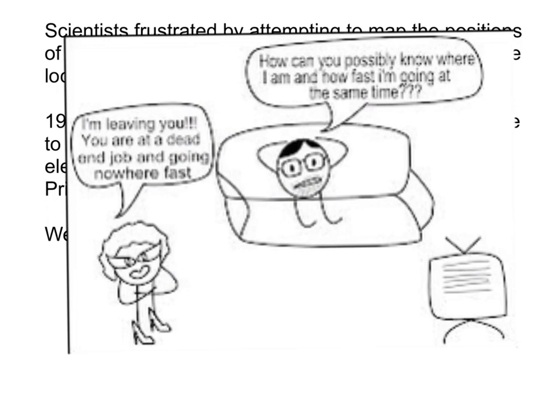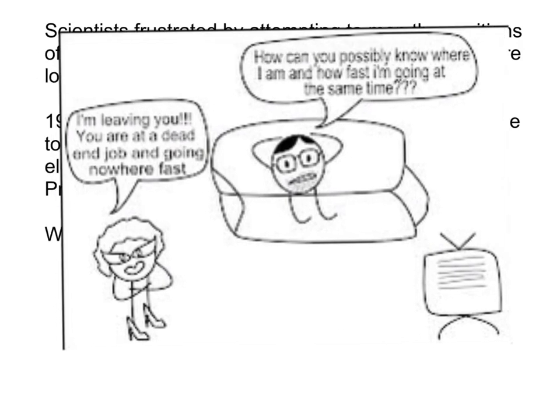So the couch potato, lazy, no good electron husband: how can you possibly know where I am at and how fast I'm going at the same time? That was his response to the wife saying, I'm leaving you. You are at a dead-end job and going nowhere fast. So position, and he's saying speed. You can't know where I'm at and how fast I'm going at the same time. Yeah. So that illustrates well the Heisenberg uncertainty principle.